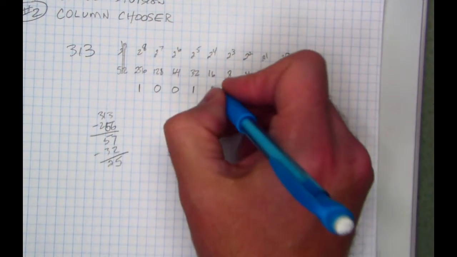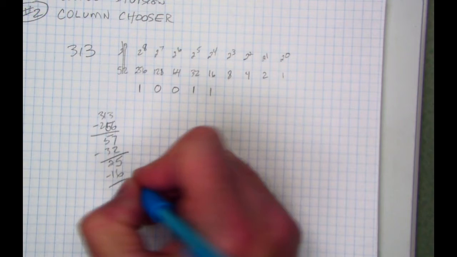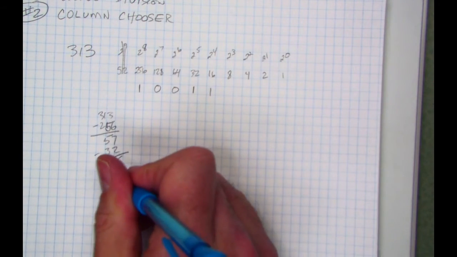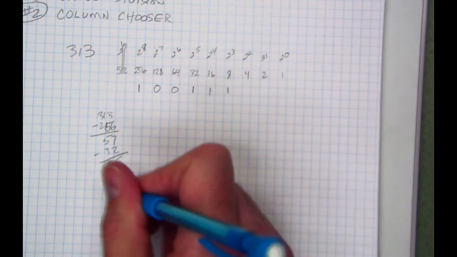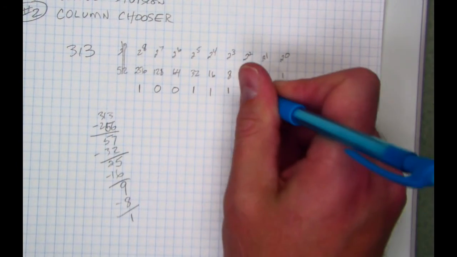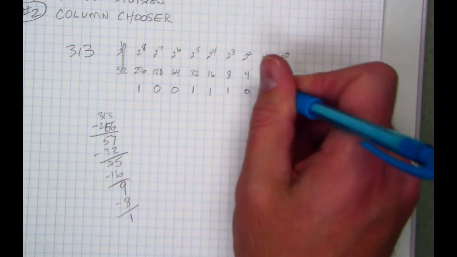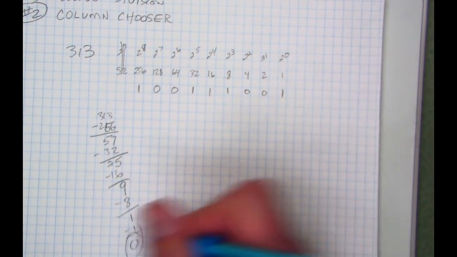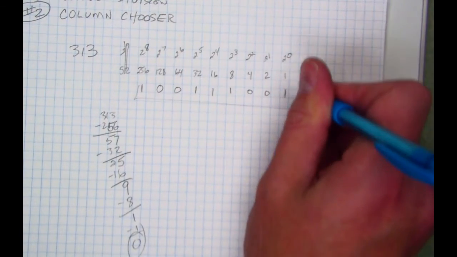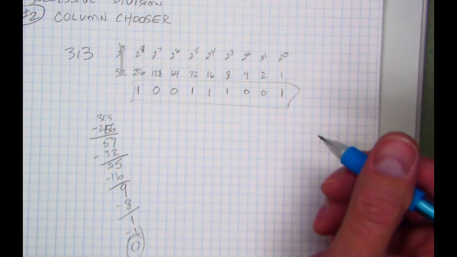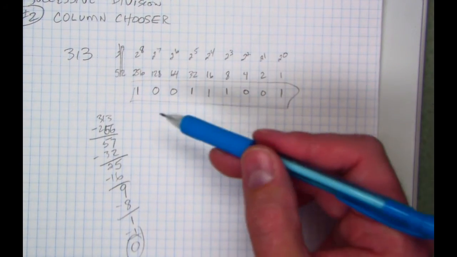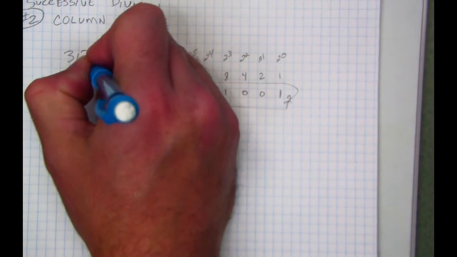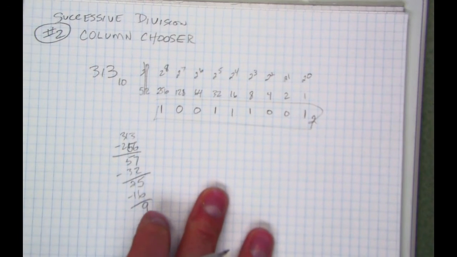I got 25. So yeah, I can take a 16 out of that. And then let me just double check my math here. Yep, so I get a 9. And then I can take an 8 out of a 9. 4 is too big to take out of that 1. 2 is too big to take out of that 1, but a 1 is perfectly okay. Hey, I've checked them all out. Hey, look at this. To me, that seems a lot faster. I have my binary number 1, 0, 0, 1, 1, 1, 0, 0, 1, base 2. This is base 10. So that's the column chooser technique.